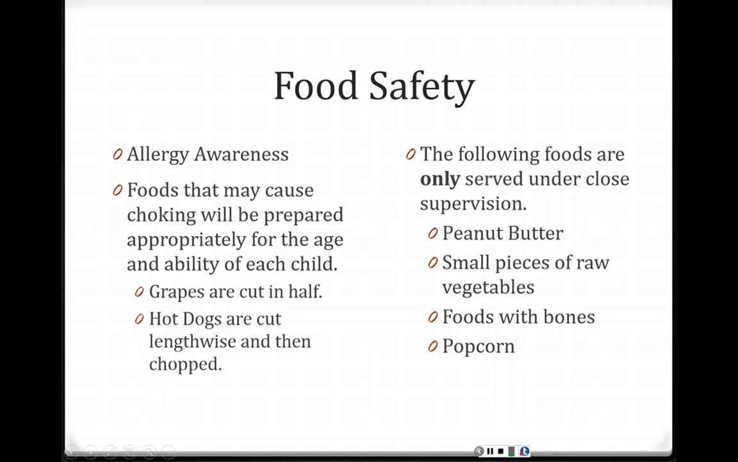Another food safety area that you need to concentrate on is that foods that may cause choking shall be prepared appropriately for the age and ability of each child. Grapes are always cut in half. Hot dogs are cut lengthwise and then chopped. And the following foods are only served under very close supervision. That's peanut butter, because the reaction can often be immediate and severe in those cases. Small pieces of raw vegetables can pose a choking hazard, so that needs to be under close supervision. Foods with bones can also present a choking hazard, and popcorn as well. So we always want those to be under very close supervision.